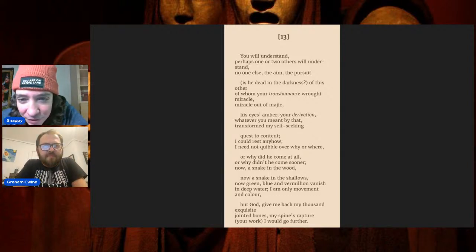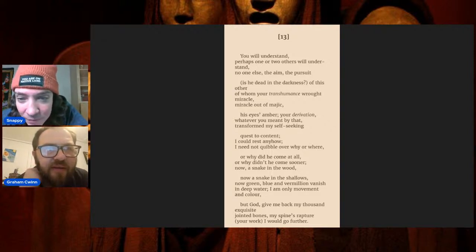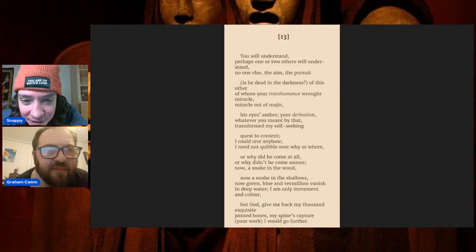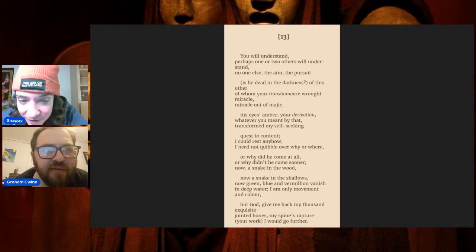His eyes amber your deviation, your derivation. Whatever you meant by that transformed my self-seeking quest to content. I could rest anyhow. I need not quibble over why or where, or why did he come at all, or why didn't he come sooner? Now a snake in the wood, now a snake in the shallows, now green, blue, and vermilion vanish in the deep water. I am only movement and color. But God, give me back my thousand exquisite jointed bones, my spine's rapture, your work.